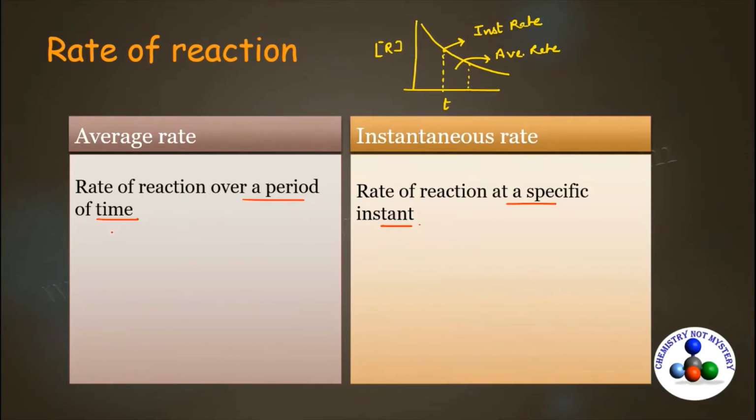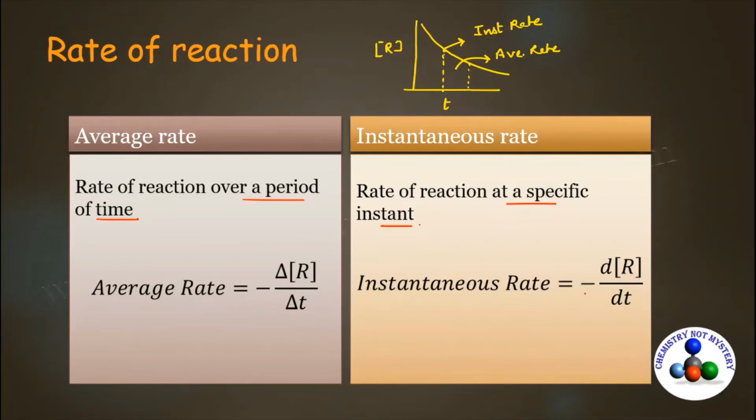For the average rate of reaction, you will get the formula minus delta R over delta T. Similarly, for the instantaneous rate, you will get the formula minus dR over dT. The only difference between average rate and instantaneous rate is that in average rate, we measure rate over a period of time, while the instantaneous rate is measured at a given instance. That's why in instantaneous rate we use d, while in average rate we use delta.